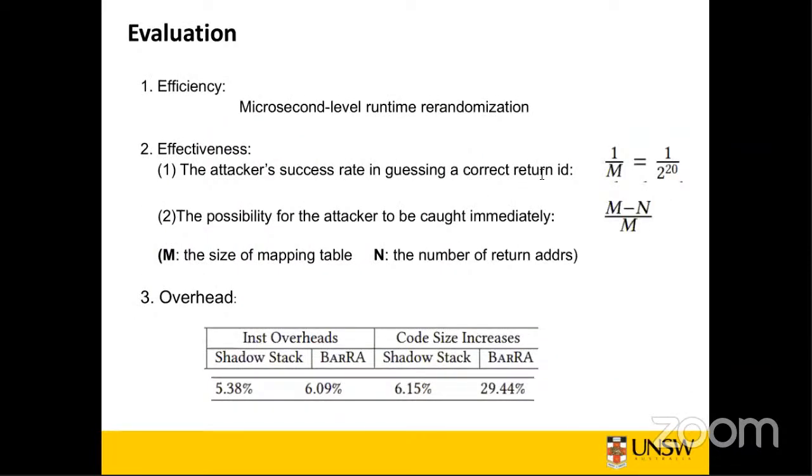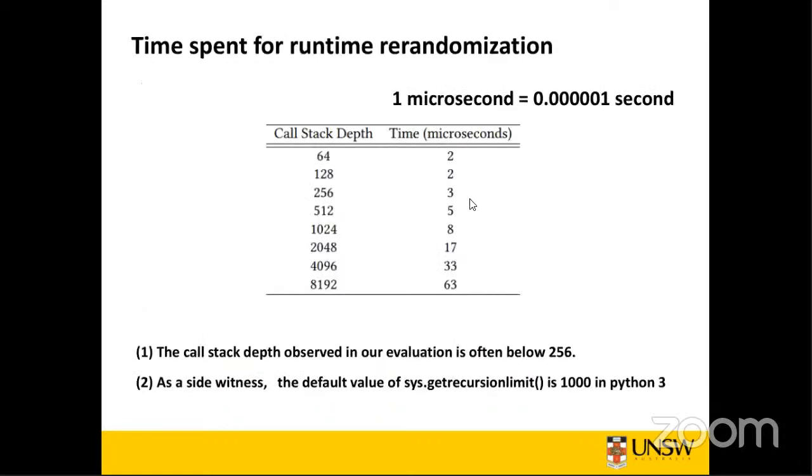When we evaluate our solution, we show its efficiency and effectiveness. Basically speaking, the attack success rate in guessing a correct return ID is only 1 out of a million, suppose the mapping table size is 1 million. And the overhead of our instrumentation is similar to that of the shadow stack, but the instrumented binary size is a little larger than the traditional shadow stack. The time spent for randomization usually is only 2 or 3 microseconds.